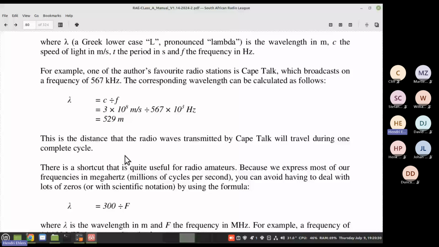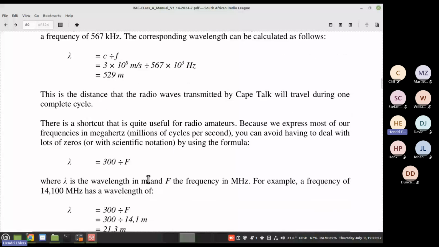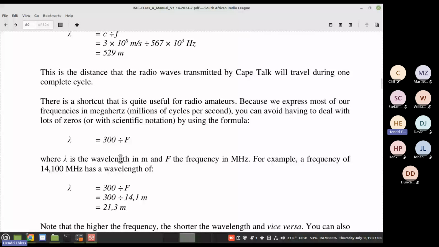There is a shortcut that is quite useful for radio amateurs because we express most of our frequencies in megahertz, millions of cycles per second. You can avoid having to deal with lots of zeros or with scientific notation by using this formula. And 300 is the magic number, and you're going to use it a lot. And if I say a lot, I mean really, really a lot, because if you want to make yourself an HF antenna, you're going to do the calculation with that.